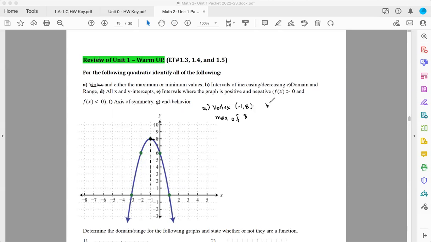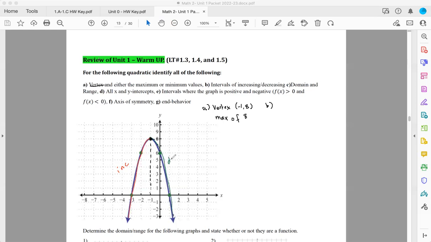This is part A. Part B, intervals of increasing and decreasing. Remember, when the graph is increasing, that means it's going upward. Increasing is from here and all the way up. Versus decreasing, which is the other side of this, which is from here and down.